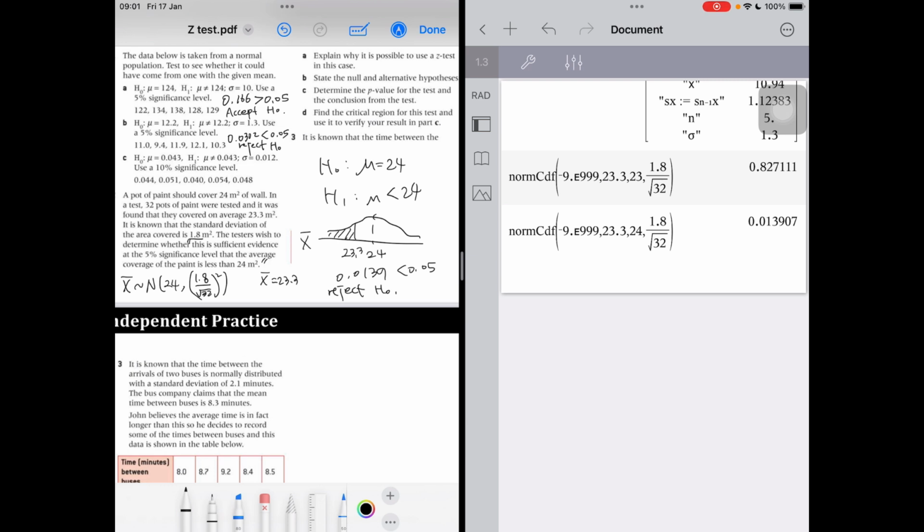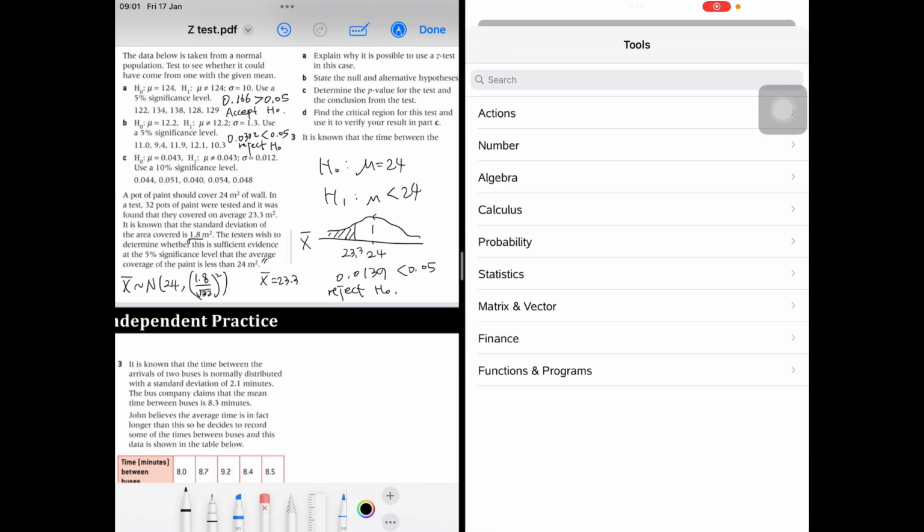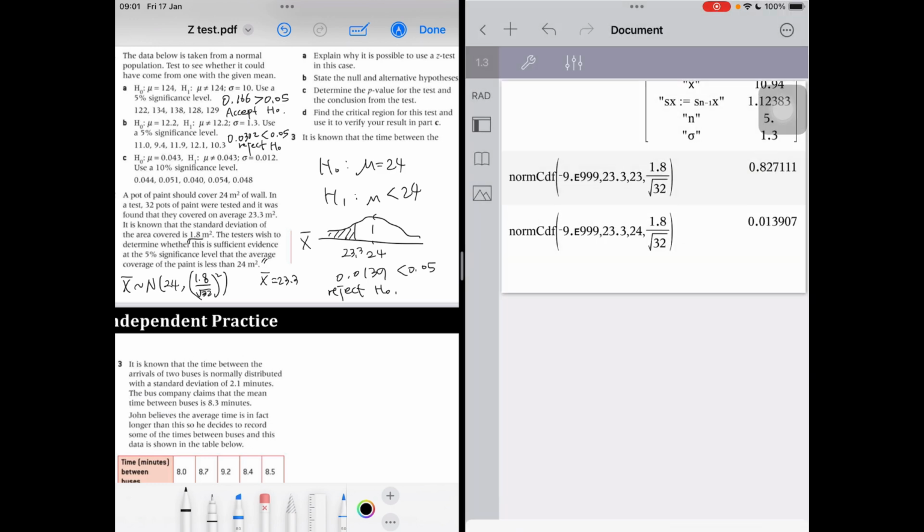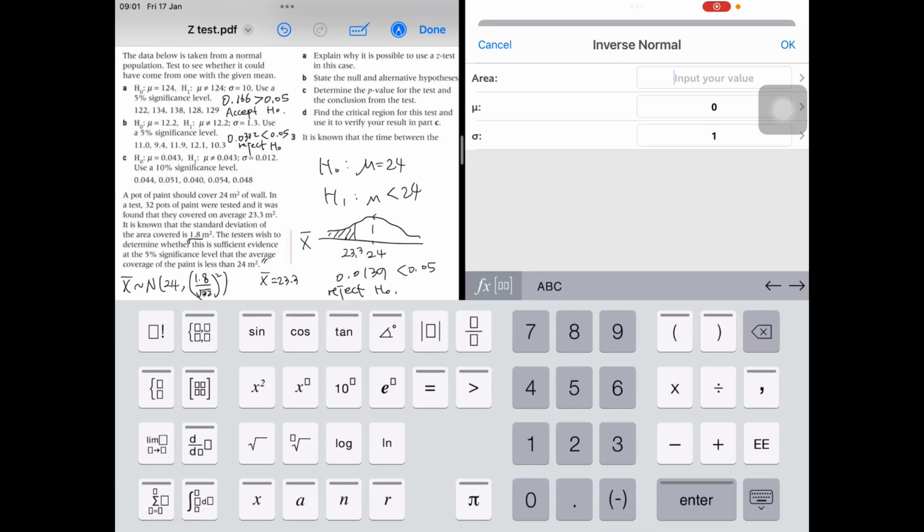So number D, critical region for this test. Now we have everything, and we want 5% on the left side, which is the critical level. So we go for inverse normal: statistics, distribution, inverse normal. Area is 0.05, mean is 24, standard deviation is 1.8 over square root 32.